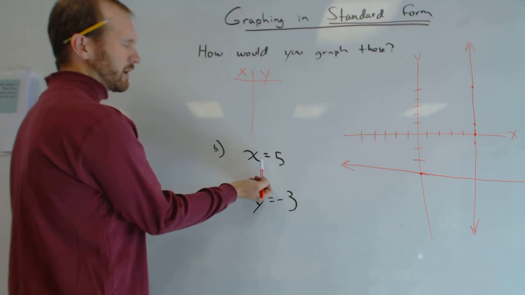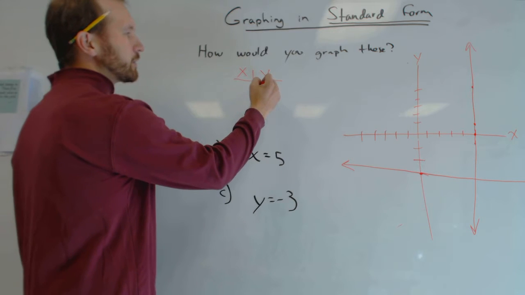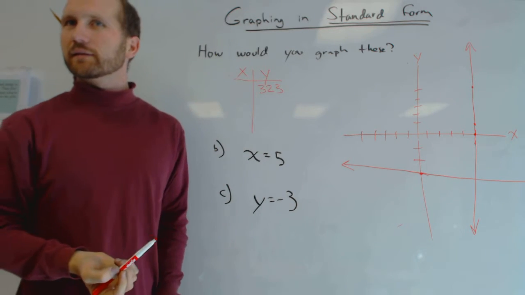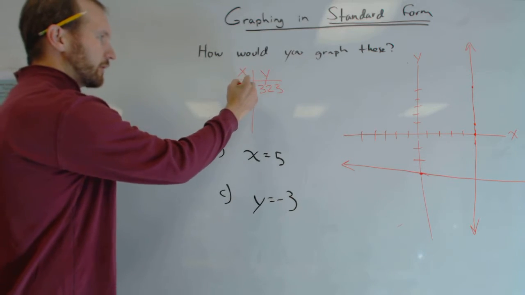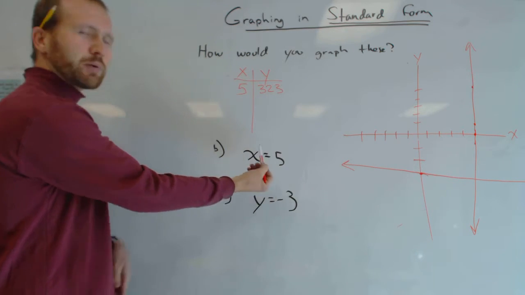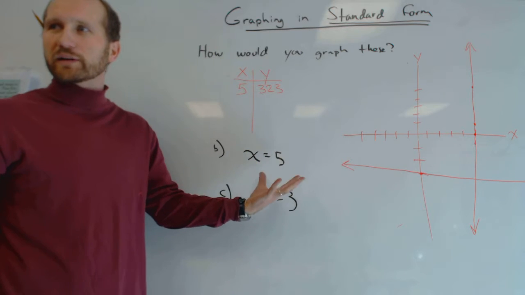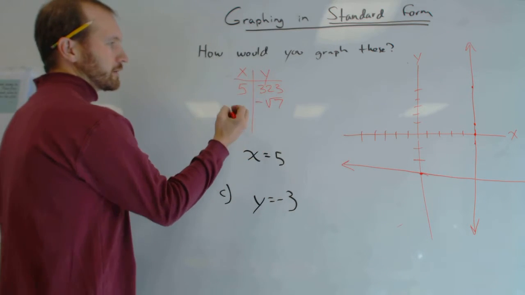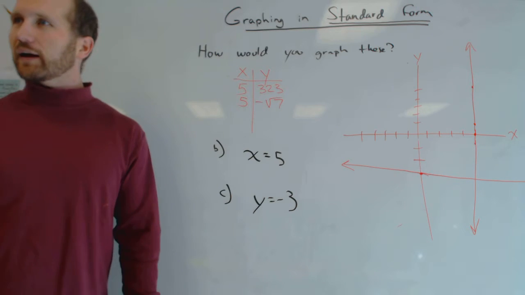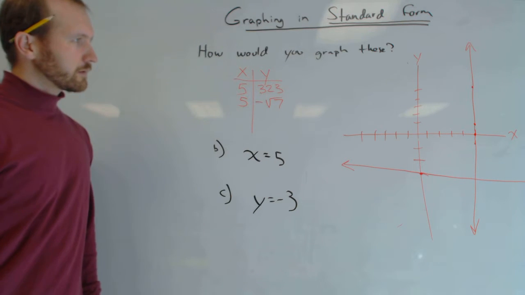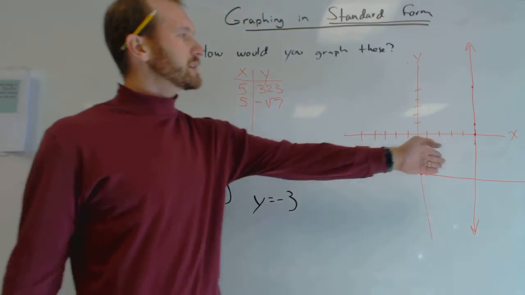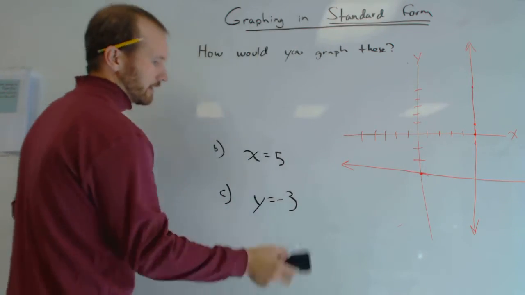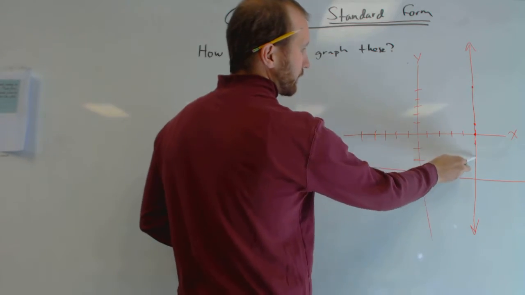If you think about this one, I could pick any number for y. What is x? X equals 5. There's no place to plug y in, so x is always 5. I could pick negative root 7 for y, and x would be 5. It's just always on that line. It doesn't matter what y is. X is always 5.